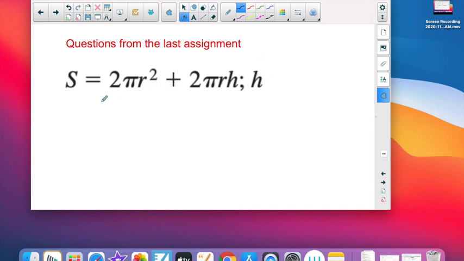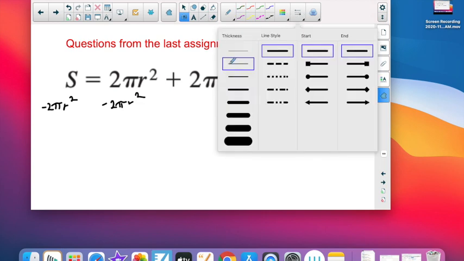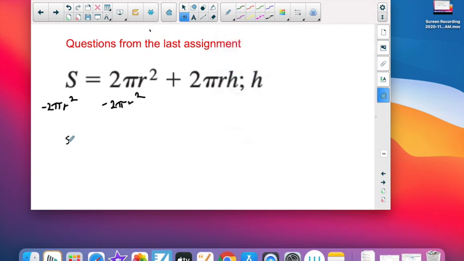To do this problem, what I would do is subtract 2 pi r squared on both sides of my equation using the subtraction property of equality. So I'm just trying to get h by itself. So I'm just going to get rid of everything over here. And that leaves me with S minus 2 pi r squared, which is now equal to 2 pi r h.